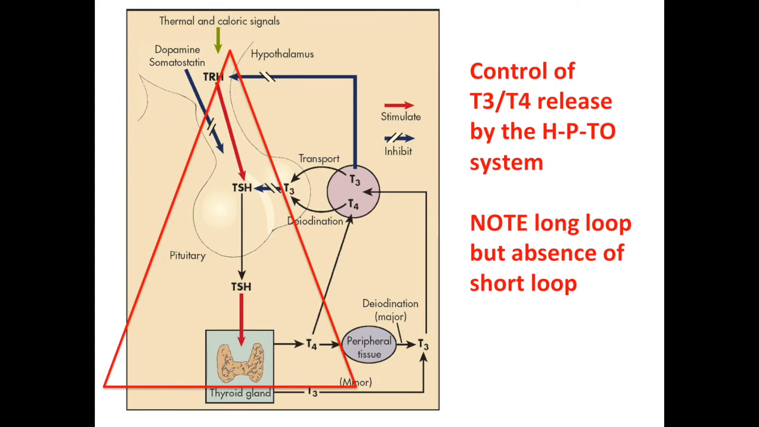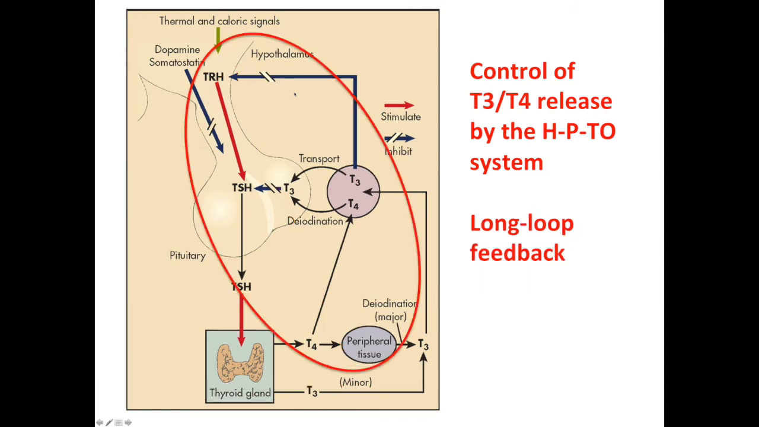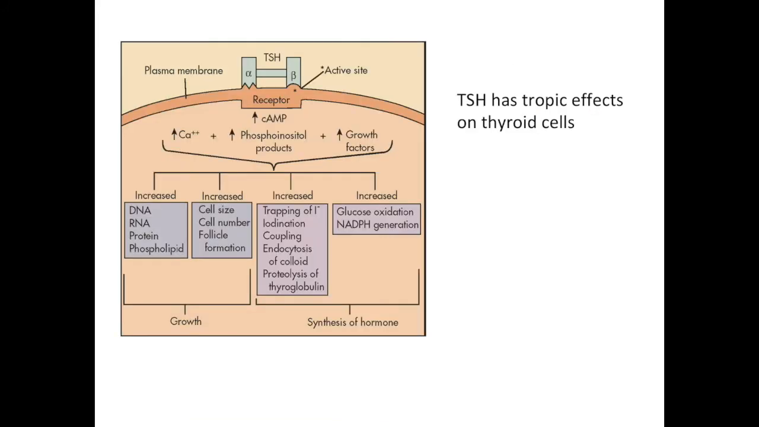Note that there is no short loop feedback, so TSH doesn't actually feed back to the hypothalamus. It is the end products, the thyroid hormones, that do the main inhibitory feedback functions. So again, emphasizing that it's just long loop feedback. So TSH has tropic effects on thyroid cells.